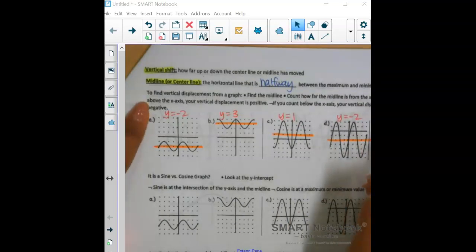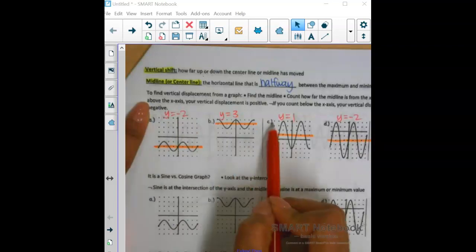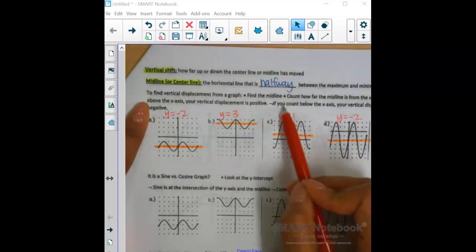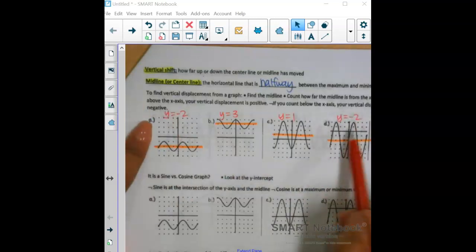Okay, I want you to keep in mind, if you count above the x-axis, so for instance like B and C, these displacements are going to be positive. So that means it's going to move in a positive direction up your graph. If you count below the x-axis, your vertical displacement is negative, so like A and D.